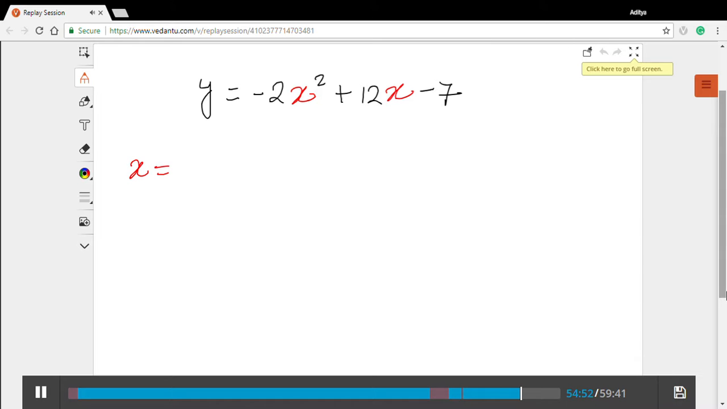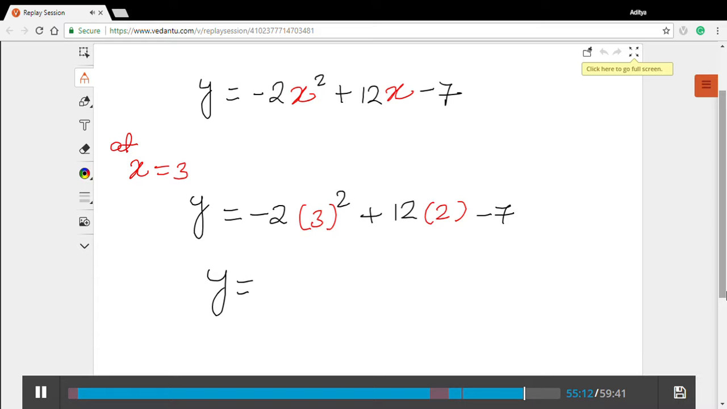So at x is equal to 3, we may now evaluate the value of y. So it's negative 2 times 3 squared, and then after we have 12 times 3, and then minus 7. So y is equal to basically negative 2 times 9. Shouldn't it be 12 times 3? Oh, yep, that's 3. Actually, I just made a mistake. 12 times 3 is 36 in fact. It's just 36 minus 7.